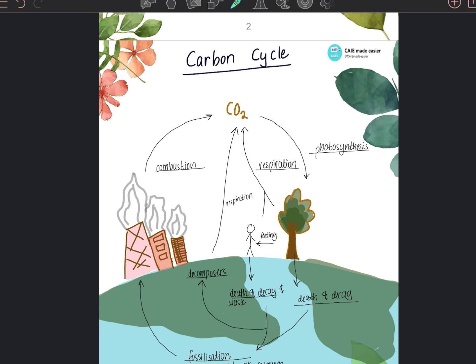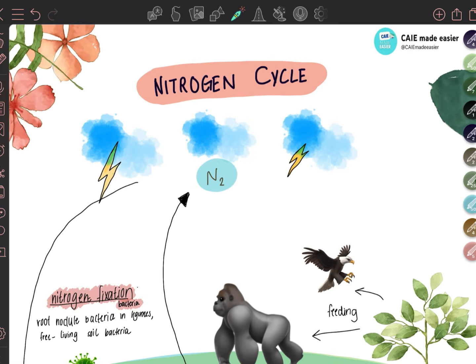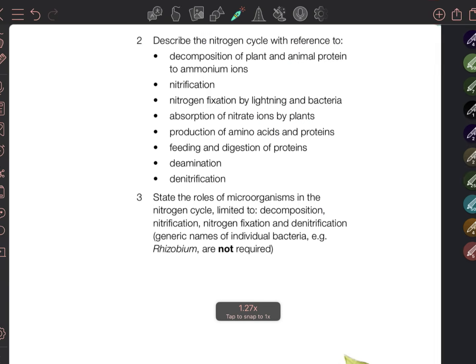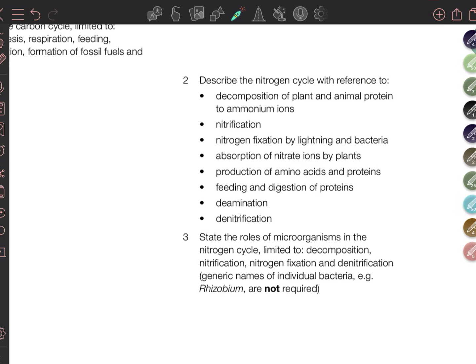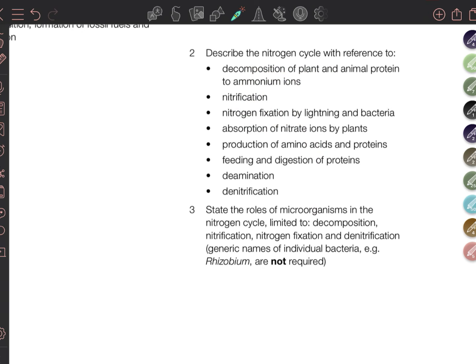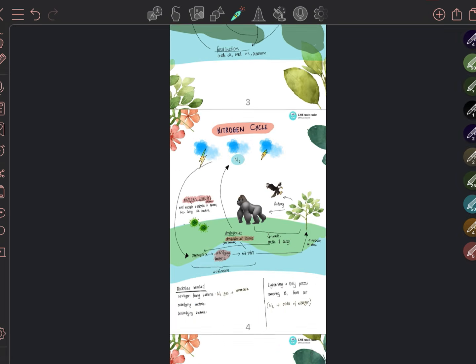Let's move on to the nitrogen cycle now. All right, now let's move on to the nitrogen cycle. The nitrogen cycle is also important for IGCSE biology. You basically need to know these processes, and then you need to focus on these processes. So let's have a look at the nitrogen cycle.